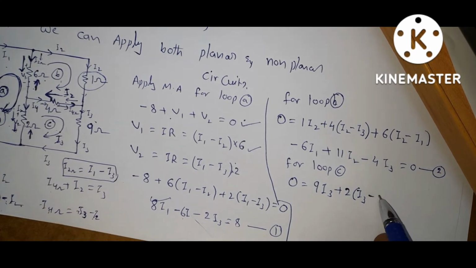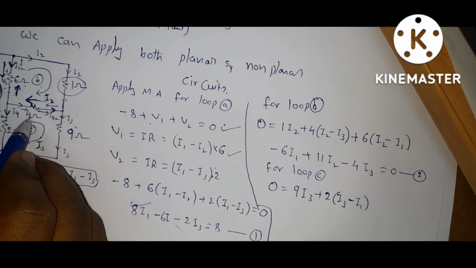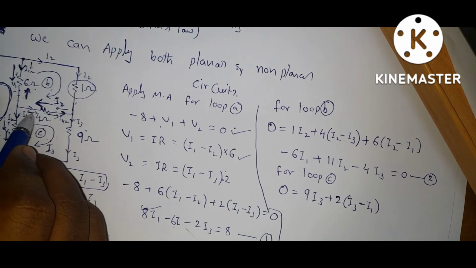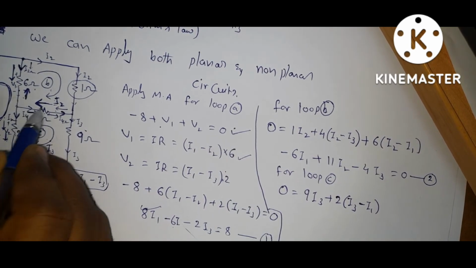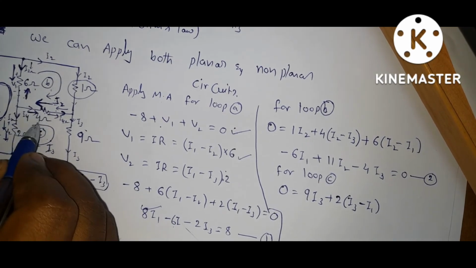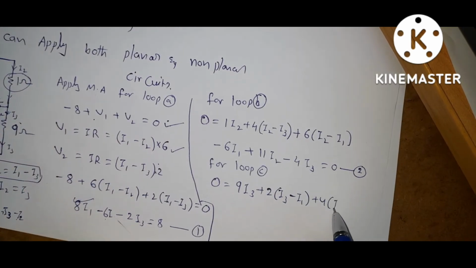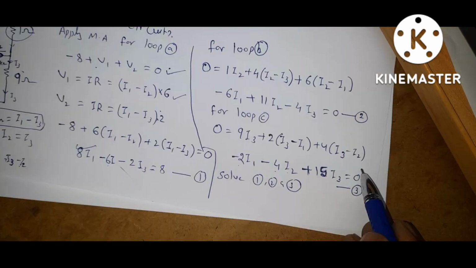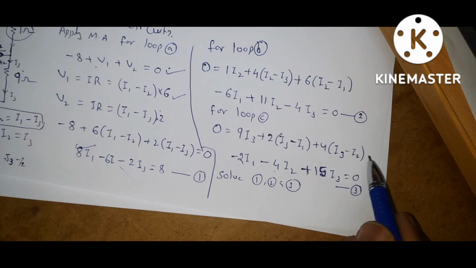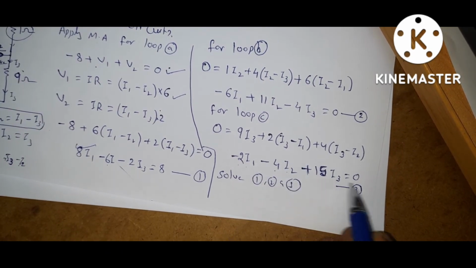So here I3 minus I1. Now consider this 4 ohms. So this is from left to right, but this is in right to left, so both are in opposite direction. What is the element here? 4 ohms plus 4 into I3 minus I2. If you solve this equation, you will get minus 2I1 minus 4I2 plus 15I3 is equal to 0. Let it be equation 3.